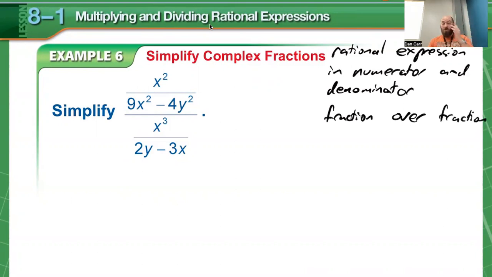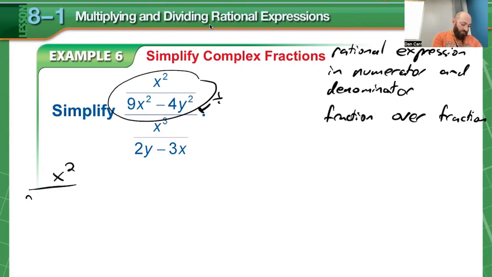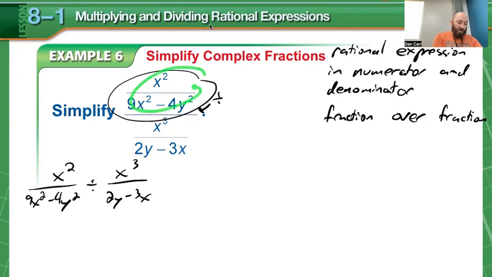Okay, so the only thing we're going to do about this one is, because it's a fraction over a fraction, this is a division bar. A fraction bar is also considered to be division. So that means I could take the top one here and rewrite this as a division problem. So x squared over 9x squared minus 4y squared divided by x to the third over 2y minus 3x. So the top half right here is my first fraction, and the bottom half is my second fraction. From here, we're going to treat it just like we did before.